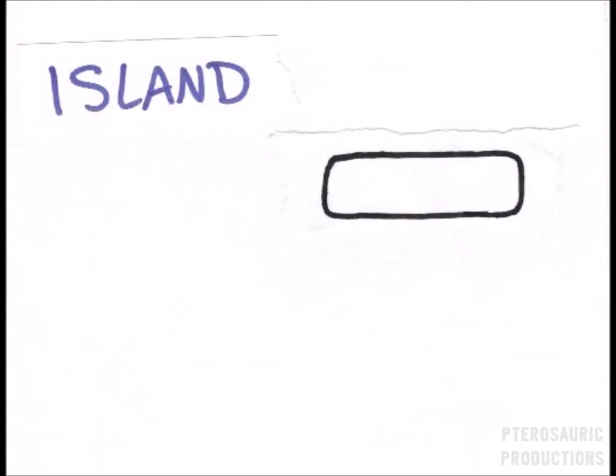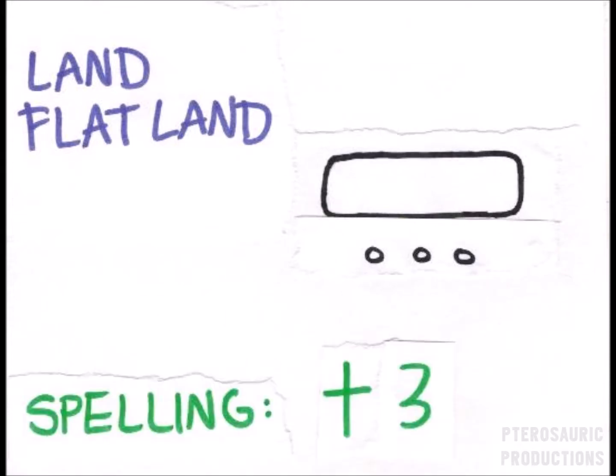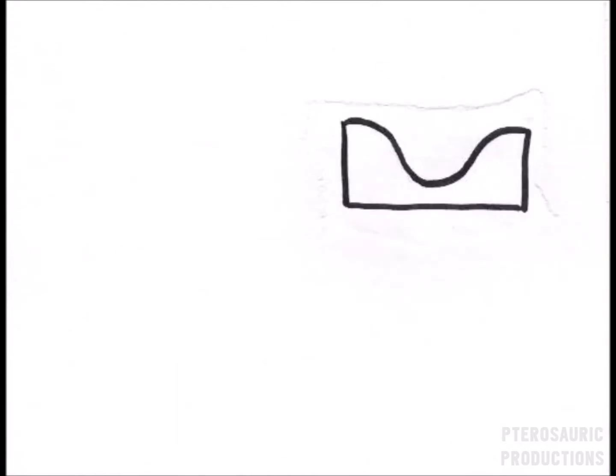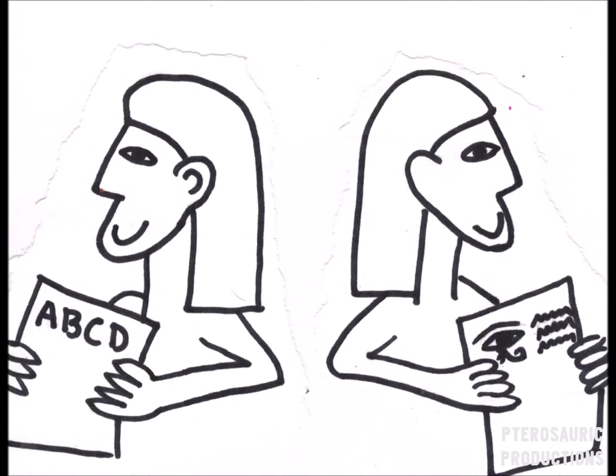Now, this rounded rectangle means island, but if it has 3 dots under it, it becomes land or flatland, and that is spelled T-A. And this 3 means the hard A, remember? Now, this symbol is mountain or hills. Notice how it's still a rectangle, but with mountains now. And you'd spell this as an underscore DW. The underscore D is pronounced dej. So I haven't found out what W is pronounced as, but I assume it's weh.